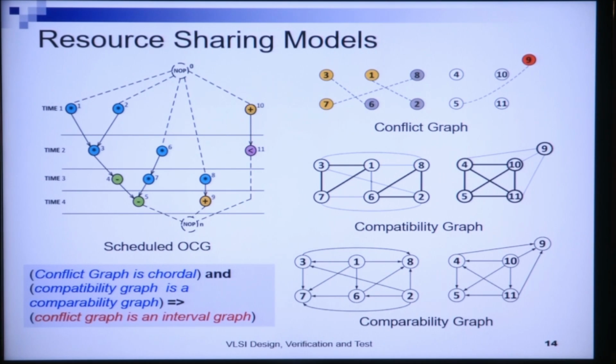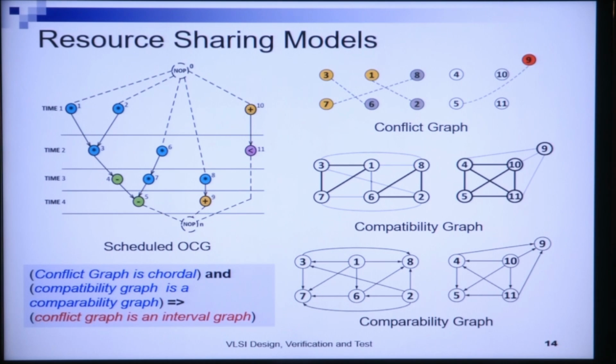So, if there is an oriented edge from Vi to Vj and there is an oriented edge from Vj to Vk, there will also be an oriented edge from Vi to Vk. This is what this ensures, and hence this compatibility graph is a comparability graph, because for all edges I can impose an orientation property like this.